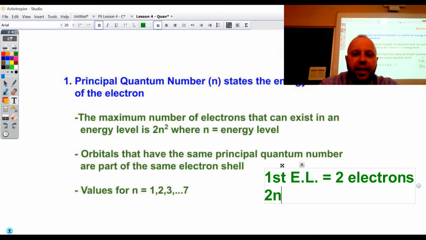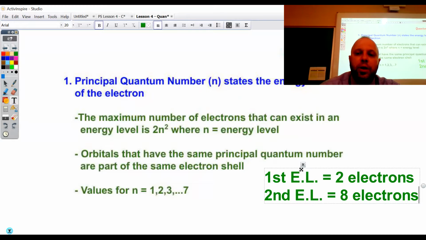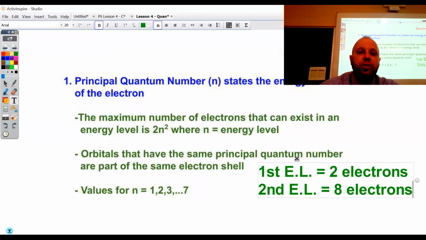When we go to the second energy level, we have an n value that is equal to 2. 2 squared is 4 times 2 is 8. So we can fit 8 electrons in the second energy level, and so on. So if we go to the third energy level, we'll have 3 squared, which is 9, times 2 is 18. So you can start to see how these energy levels are building up.